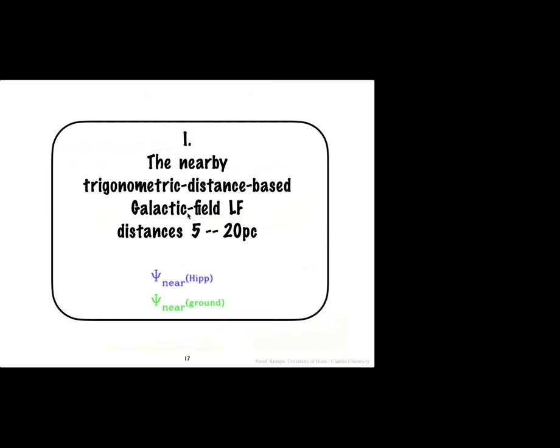So we now have the first one, which is to measure the nearby trigonometric distance-based luminosity function, which gives us stars between 5 and 20 parsecs distance. We can use the Hipparcos or ground-based measurements. Today there is the Gaia, which I haven't included here because it hasn't actually changed anything significantly. Hipparcos is a precursor to the Gaia space mission to measure parallaxes of stars from space. And this is the result.